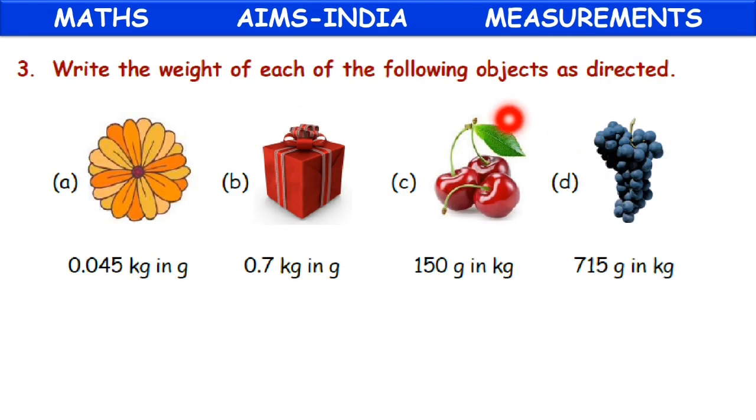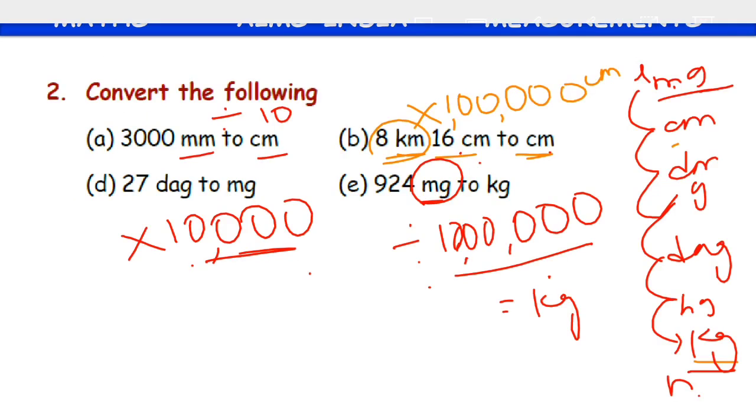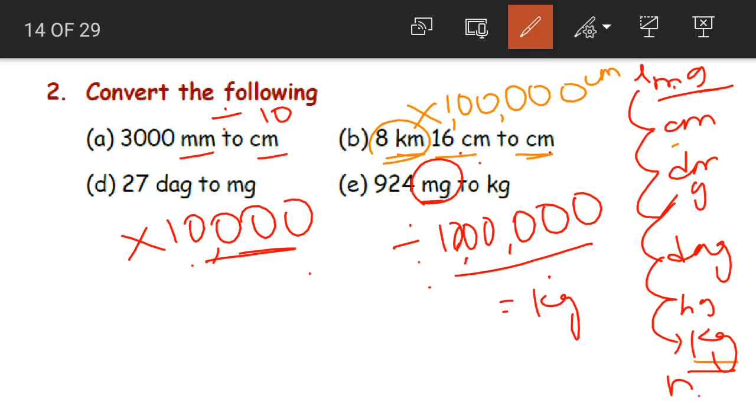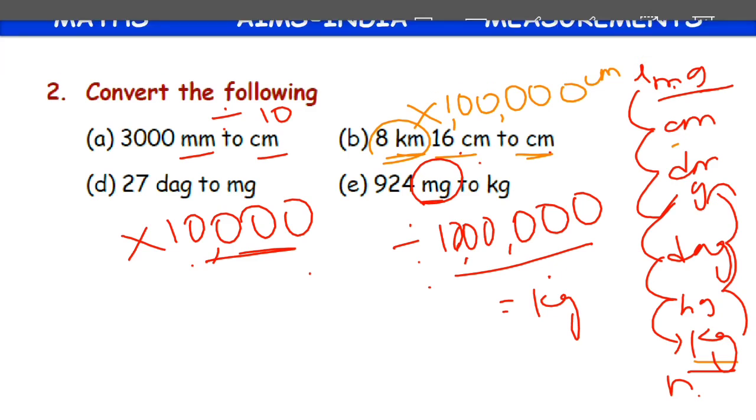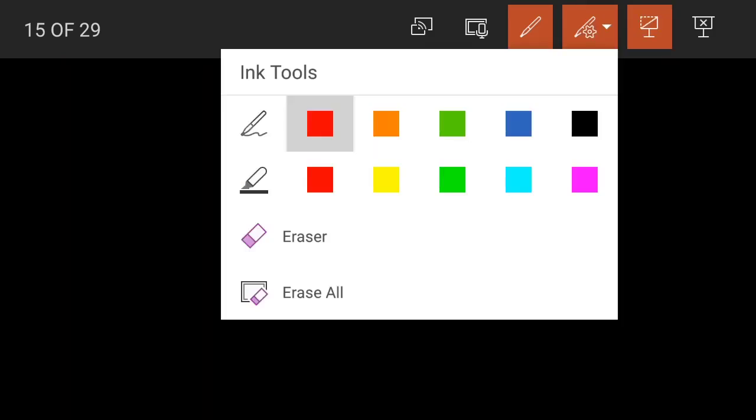Now next, write the weight of each of the following objects as directed. Again this is also conversion of the weights. First is kilograms into grams. 1, 2, 3. We need 3 jumps, so we need to multiply by 1000. Yes or no, children? As it is higher to lower, we are multiplying.